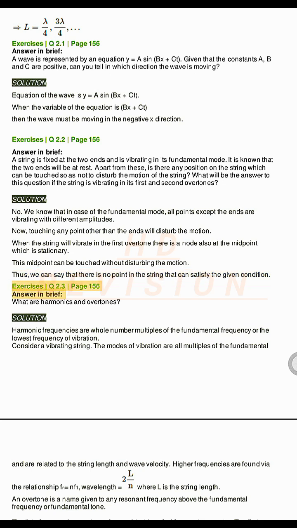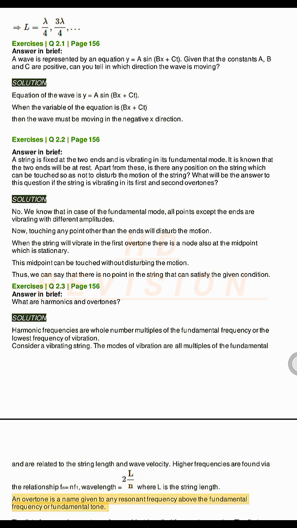Exercises Q2.3, page 156. Answer in brief. What are harmonics and overtones? Solution. Harmonic frequencies are whole number multiples of the fundamental frequency or the lowest frequency of vibration. Consider a vibrating string. The modes of vibration are all multiples of the fundamental, and are related to the string length and wave velocity. Higher frequencies are found via the relationship Fn equals n f1, where L is the string length.